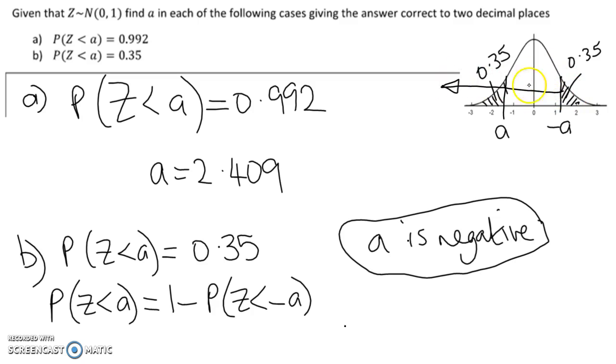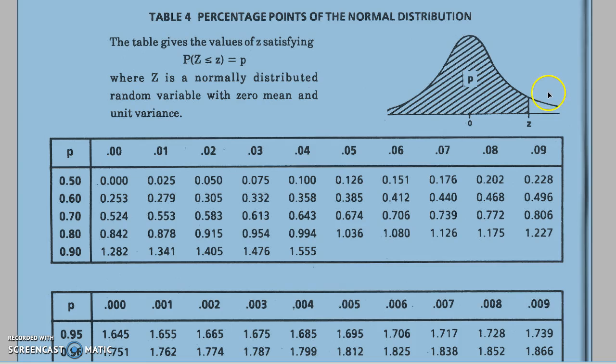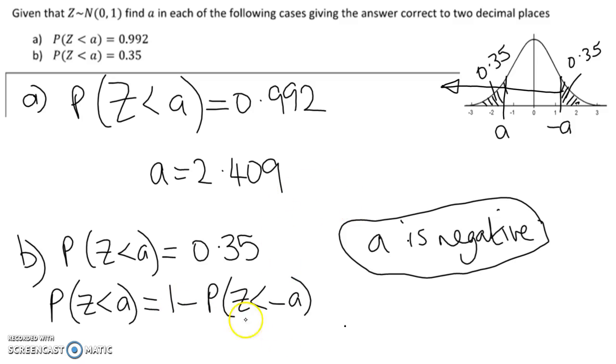So total area to the left is 0.65. I'm going to look up 0.65 as a probability. That's 2 decimal places, so I'm up here. 0.65 is there, 0.385. So that value there is 0.385. That's the z value, 0.385. And remember that's negative a, so a must be negative 0.385.